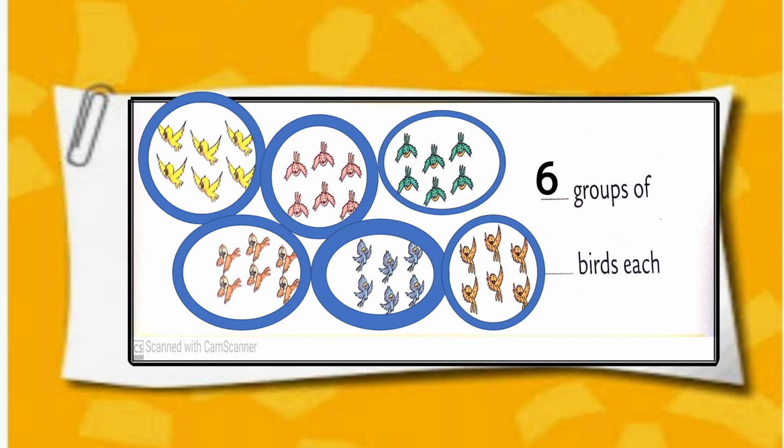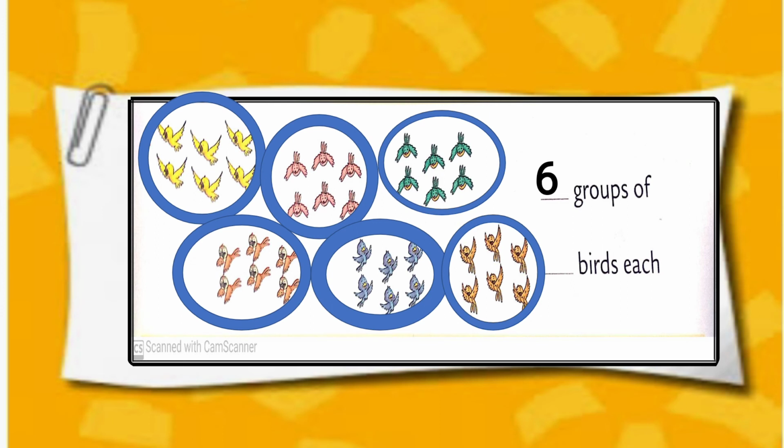So everyone write down 6 groups of. So first we find out how many groups there are. The second part remains, where we have to find out how many birds are in each group. So here we have to count any one group, because we have to find out the number of birds present in each group. So let's count it.